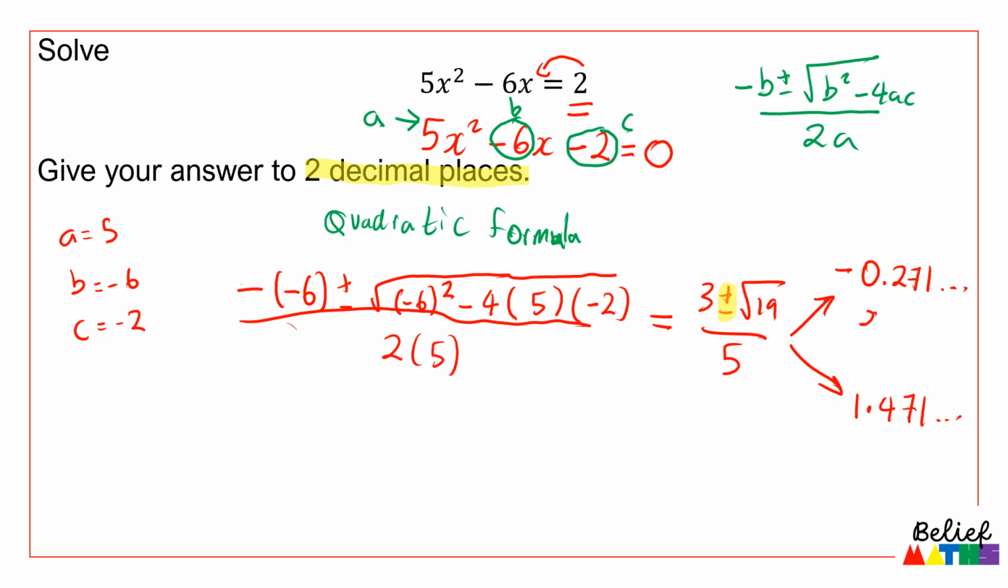So our final 2 answers are x equals minus 0.27 and x equals 1.47. And that's our two answers.